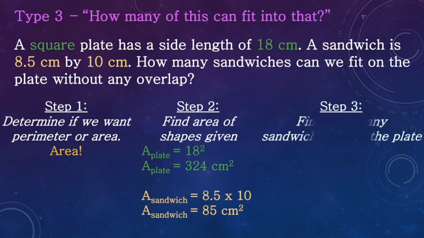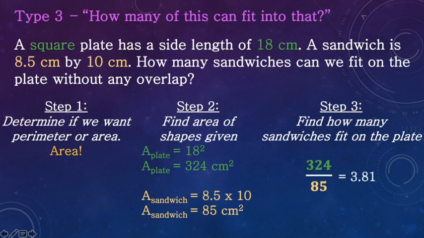Now, my third step, we're actually going to find how many sandwiches fit on the plate. So what we're going to do is see how many times 85 centimeters squared, which represents one sandwich, can fit onto a plate that has an area of 324 centimeters squared. So all we have to do is divide, and we get an answer of 3.81 sandwiches. So that's how many sandwiches fit on there.